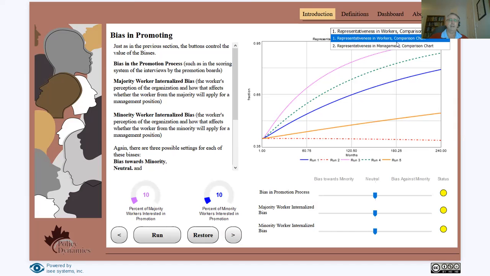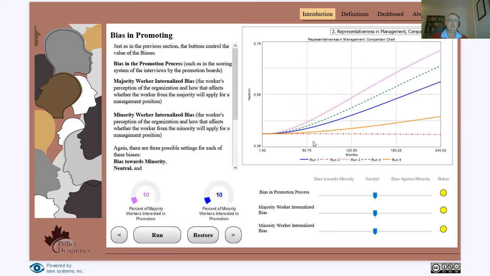And we can also look at the management population. And we can see here that the management diversity would grow over time in most of the scenarios. However, there would be a delay. And so it would take time for the hired minority people to move through the system to get to a point where they could apply for a management position. And as they move through the system and more minority people are hired, then over time we will have more minority people in the management team. That is, if we have no systemic, no bias in the promoting process.